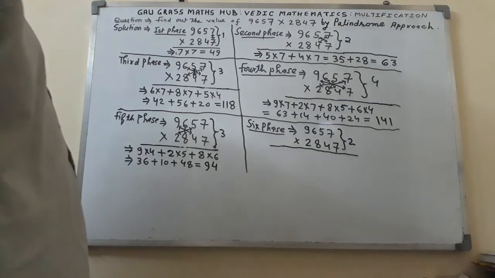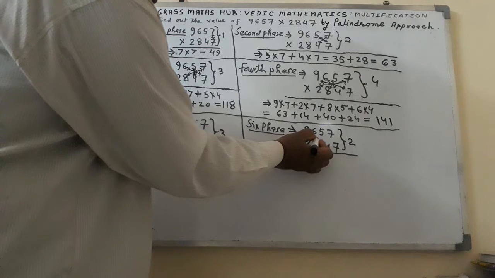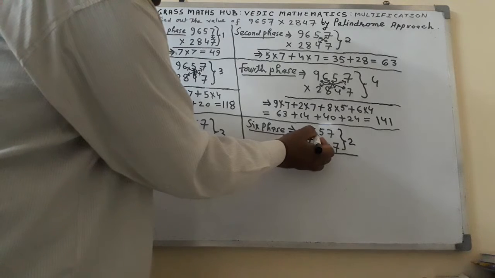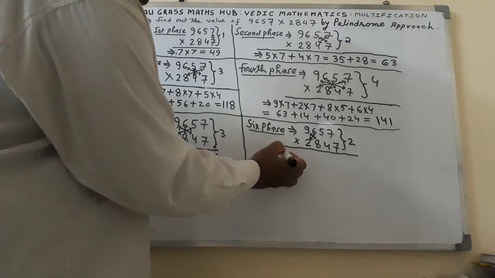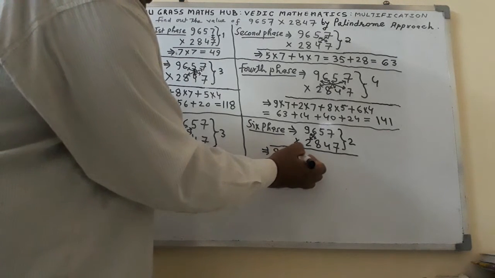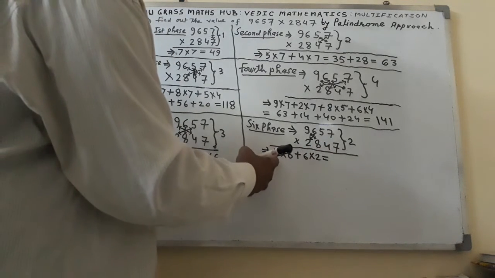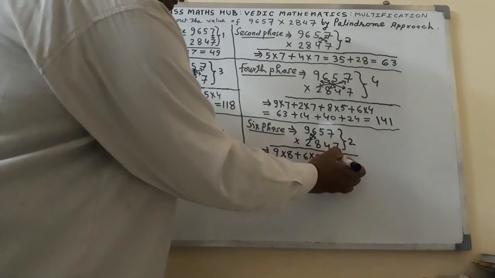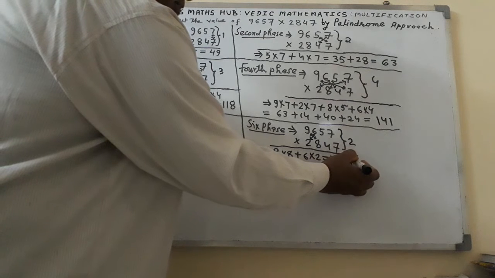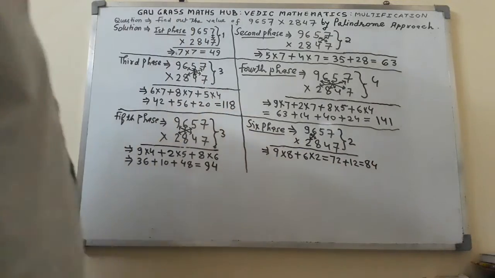For 2, what will we do here? For 2, 9 will multiply to 8 and this 6 will multiply to 2. So here I shall write, implied that 9 will multiply to 8 plus 6 will multiply to 2. You will get here 9 8s are 72 plus 12. You will get here 84. Result you have got 84.